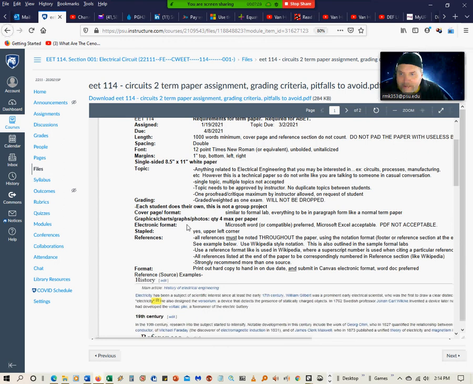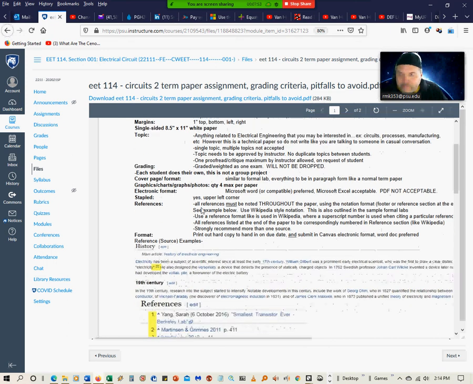Any graphics, charts, graphs, or photos, if you need those to illustrate your point, that's fine. It's not required. I want electronic format in Microsoft Word. Microsoft Excel is also acceptable. I've done papers in either one. You're not going to hand in a hard copy for this class, so the staple doesn't really matter.